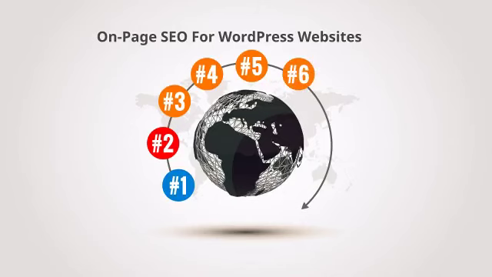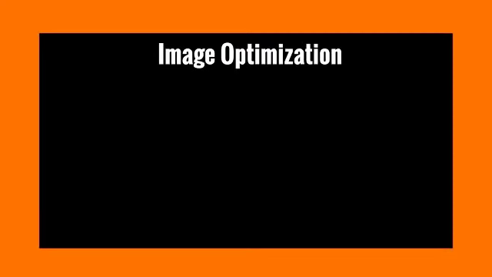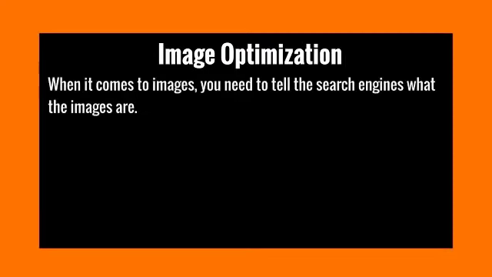Hello and welcome to video number 6, and we're going to talk about image optimization, or in other words, how to make your images more search engine friendly. You see, when it comes to images, you need to tell the search engines what the images are. They're not really going to know off the bat what the images are.